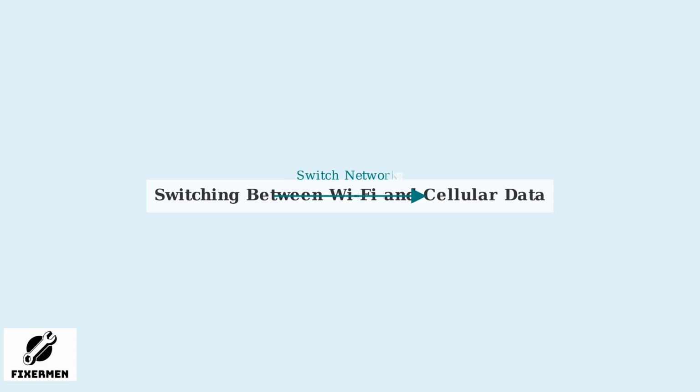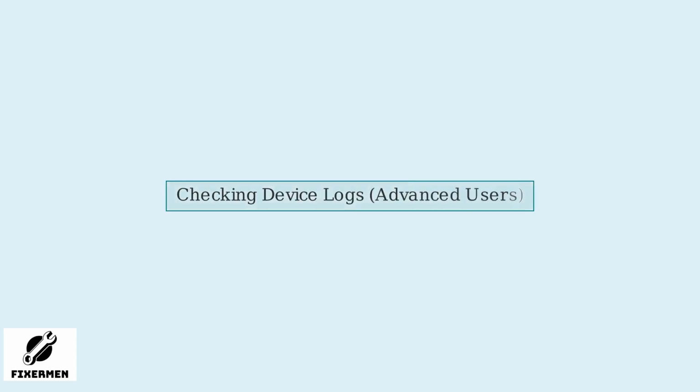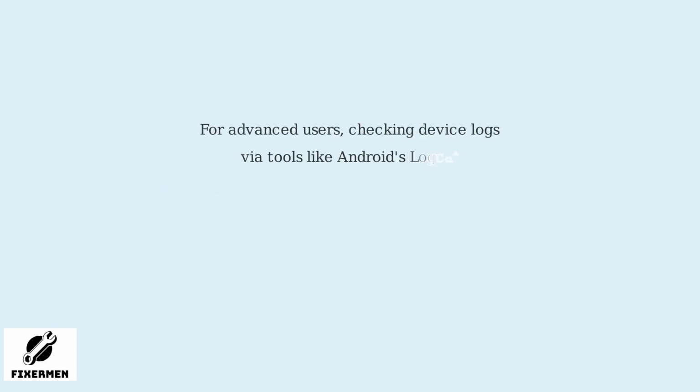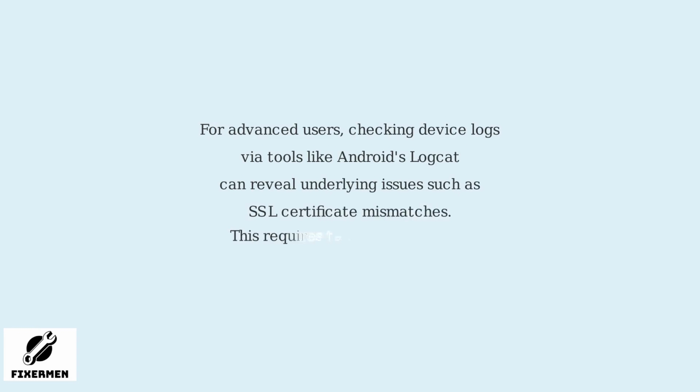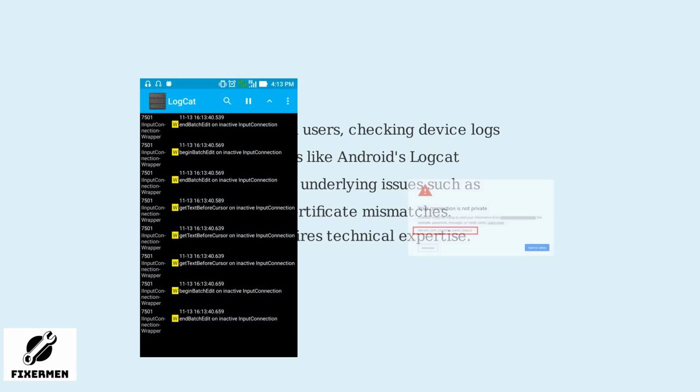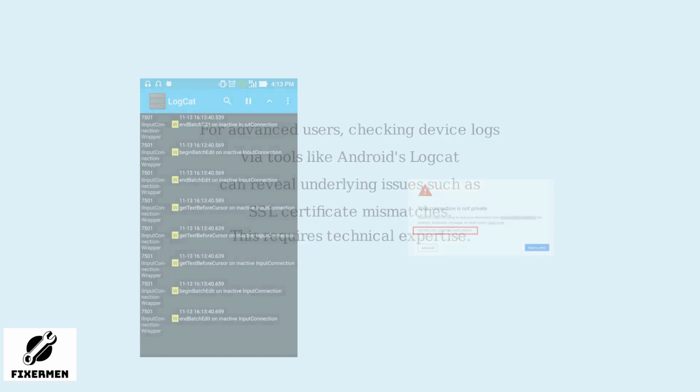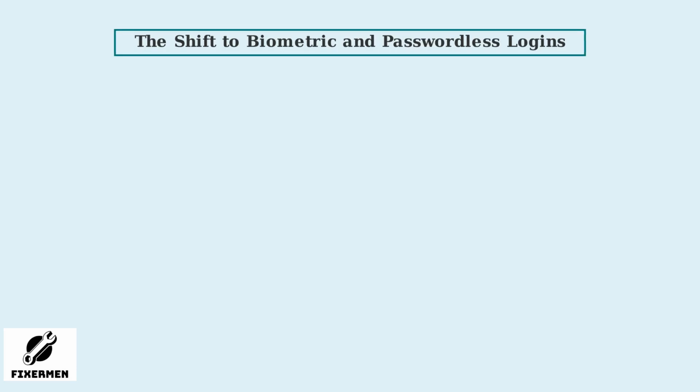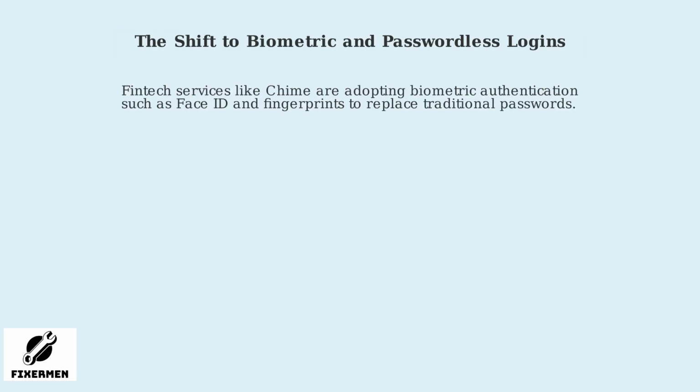By switching networks, you can quickly test if the problem persists on different connections, helping to narrow down the cause of error code 310. For advanced users, checking device logs via tools like Android's Logcat can reveal underlying issues such as SSL certificate mismatches that might be causing the error. This requires technical expertise.